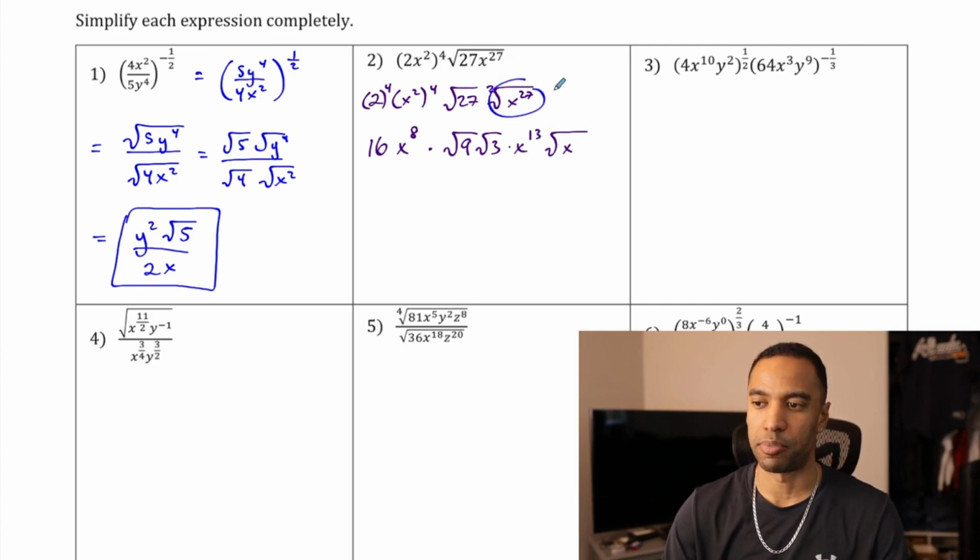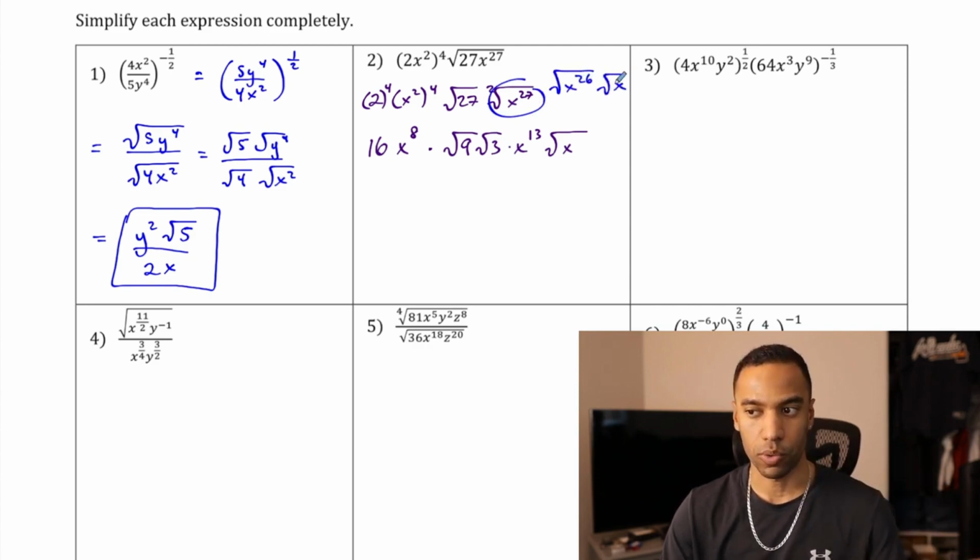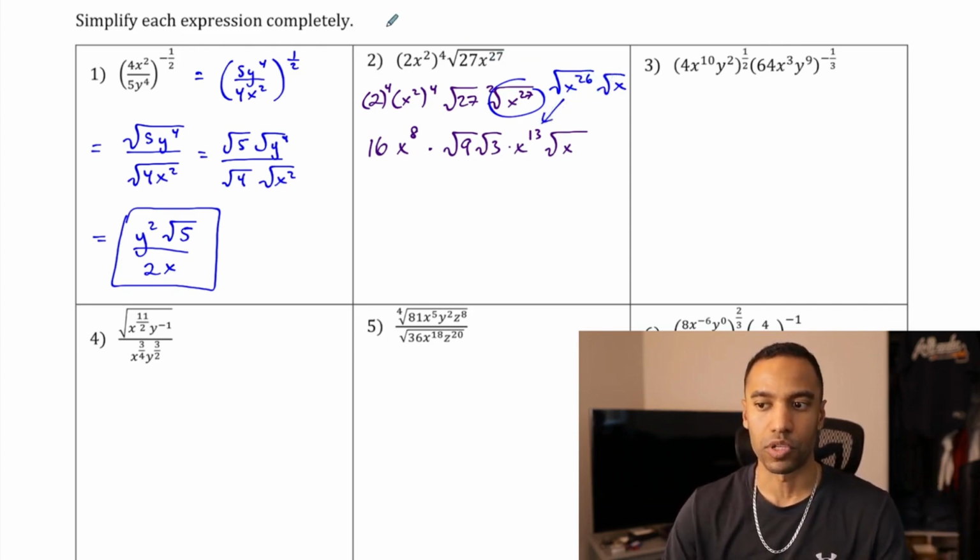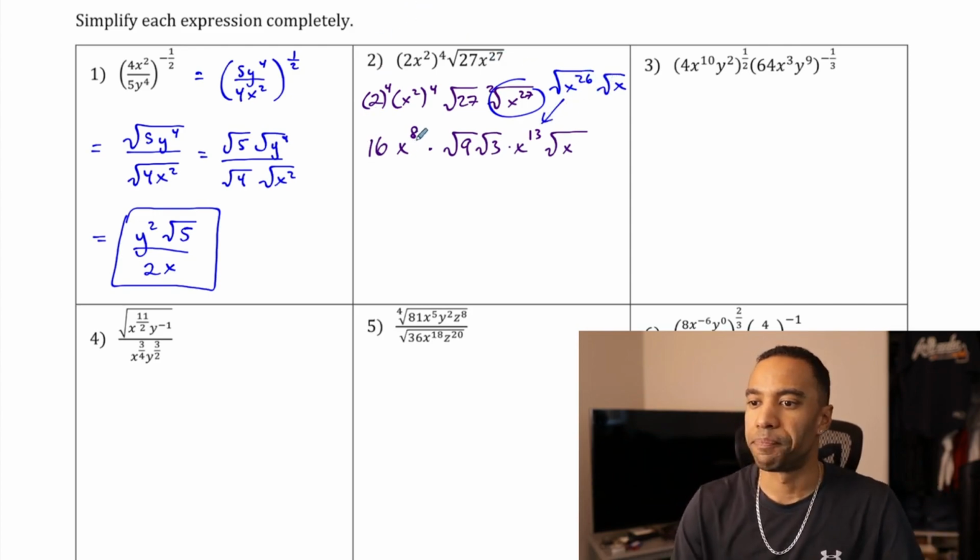Sometimes the way that people split it up is they turn it into square root of x to the 26th times the square root of x, which is still the square root of x to the 27th. But dividing this by 2 gets you that x to the 13th right there. So hopefully that's helpful as well.